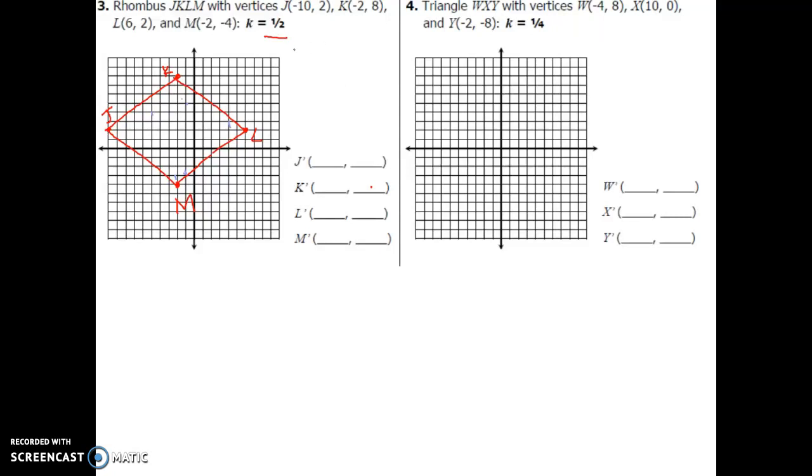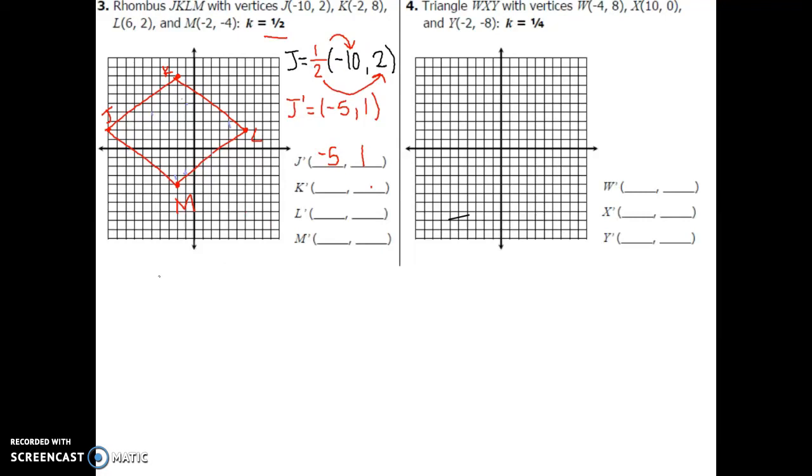So I'm going to take one of my points. I'm going to do J. And that is -10, 2. Even though the scale factor is different, we're still doing the exact same thing. We're going to take 1/2 and multiply it by each and every single one of our coordinates. So J prime here is going to be 1/2 times -10, that's going to be -5. 1/2 times 2, that's going to be 2. Just kidding, 1. I was looking at this number. So -5, 1 is going to be J prime.